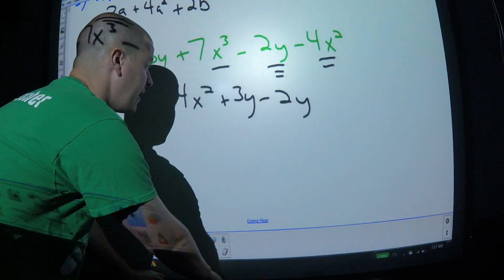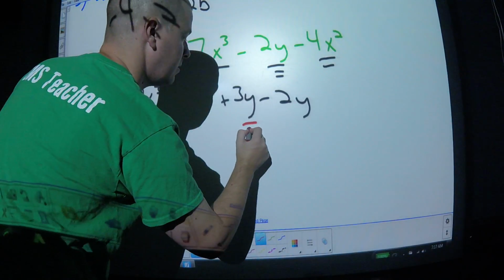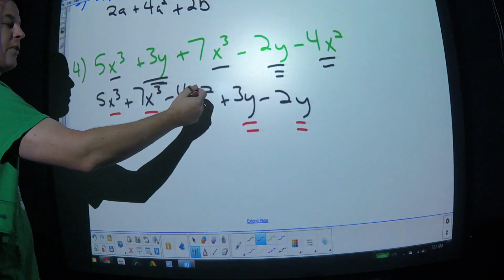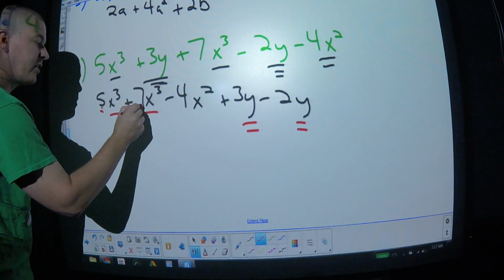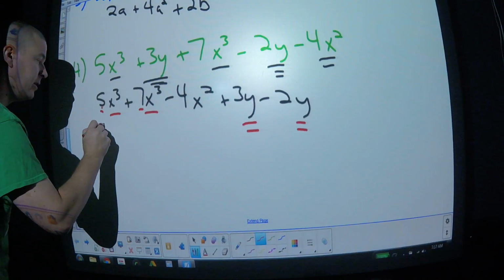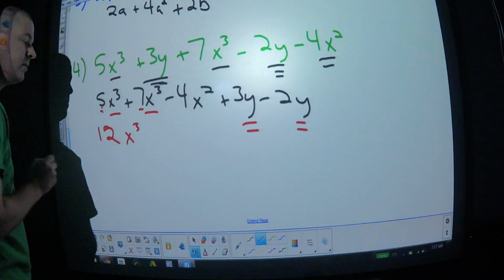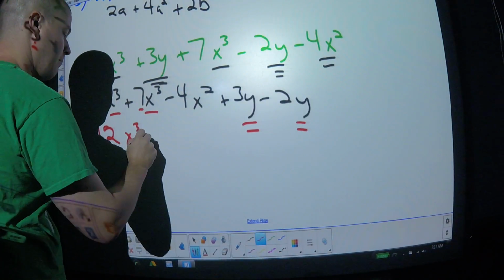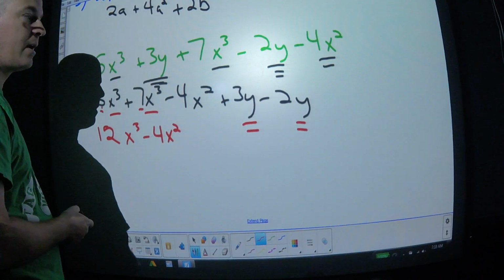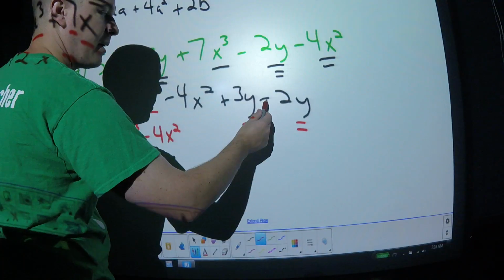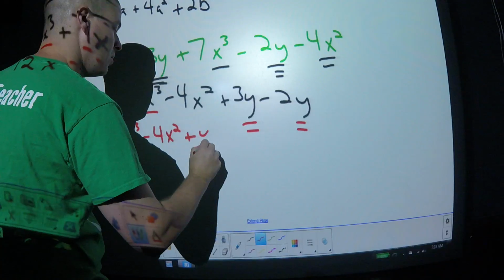Okay? So once again, these are the only like terms that we can do anything with. There's no other x squared to go with. So we want to do 5 plus 7. Remember that you just add the coefficients because that's what you're doing. So that becomes 12x cubed, all right, minus 4x squared because there's no other x squareds to condense. And then we do this operation, 3 minus 2, which is going to be just y.